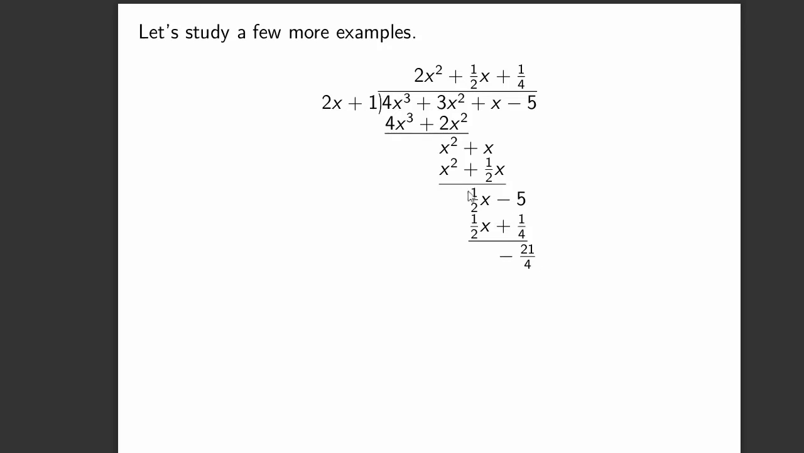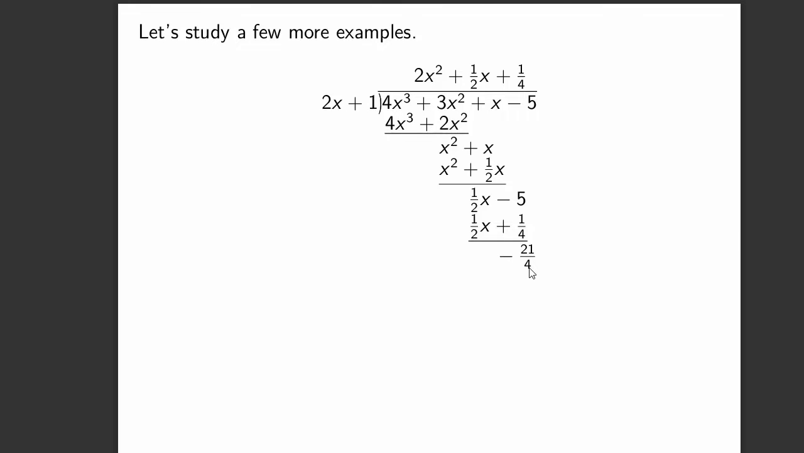and again we divide this half of x by 2x, we get plus 1 over 4. Now multiply 2x plus 1 by 1 over 4 and we get half of x plus 1 over 4 as a result, and then subtract, we get negative 21 over 4.